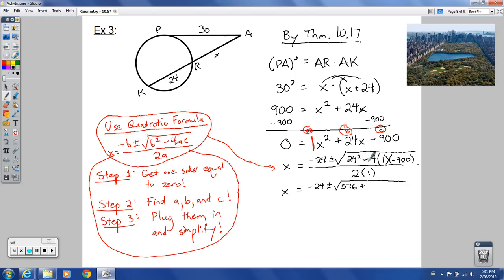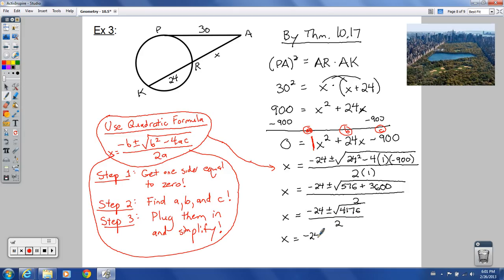All right, this is going to be negative 4 times 1, which is still negative 4. Negative 4 times negative 900 would be positive. A negative times a negative makes positive 3600. 4 times 9 is 36, just add 2 zeros after that. This is all over 2 times 1, which would be 2. So we're going to continue to simplify this. You still have x equals negative 24 plus or minus the square root of 4,176, all over 2.